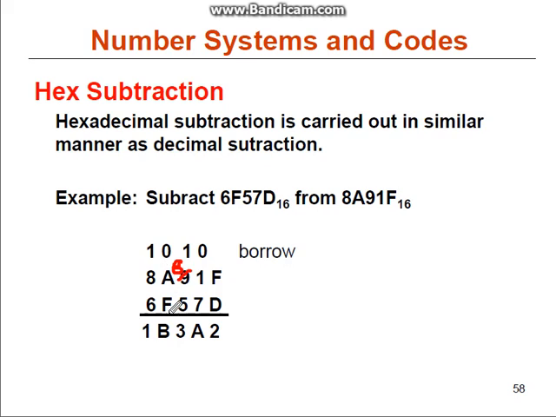Alright, A minus F. You know that for A, this is actually 10, this is actually 15, so it's not enough, which means you have to borrow over here again, which means this becomes 7, and then you have 16 plus A, which is 10. So 16 plus 10, you get 26. 26 minus 15, you get 11. That's where 11 is represented as B for hexadecimal here. Alright, so lastly 7 minus 6, 1.